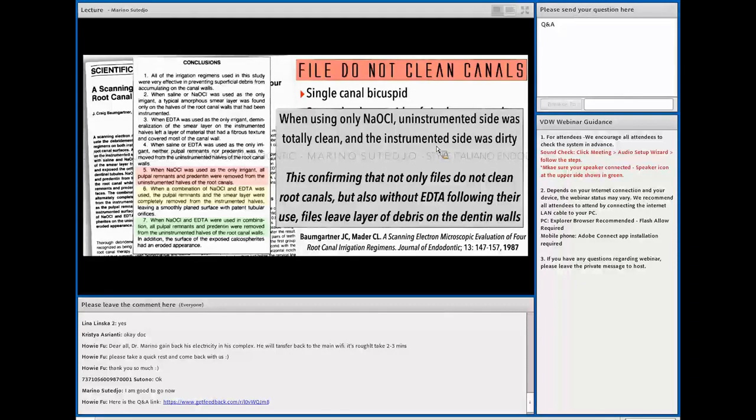But if we use both sodium hypochlorite and EDTA in combination, you can see the result here.